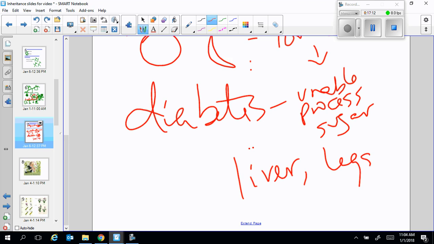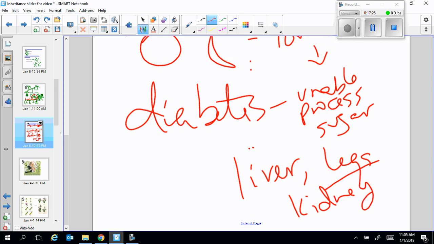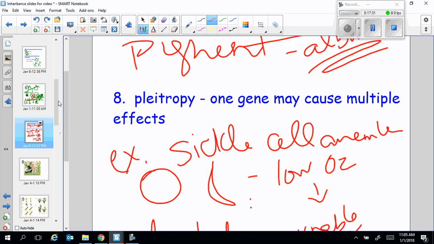A lot of people, it affects their legs. Some people actually even have to have their legs amputated because they've had so many circulation issues. It can affect your kidneys. There are many different organs that are affected by diabetes. So that's a great example of pleiotropy. This prefix, pleio, actually means plural. So multiple effects caused by a single gene.